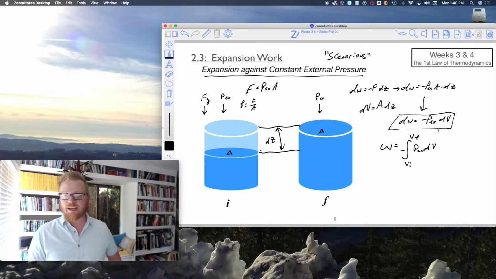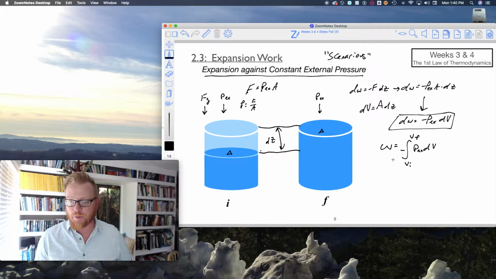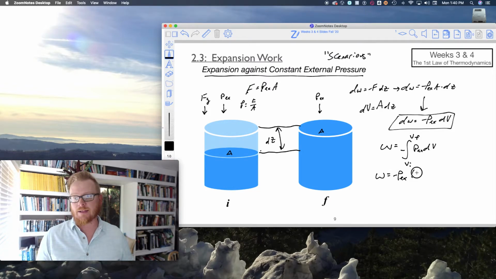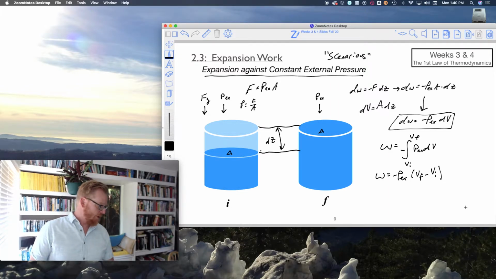Well, this is a pretty simple integral. We know P external is a constant, so it can just come out the other side. And then the integral of dV from V final to V initial is just going to be V final minus V initial. Okay. So that looks something like this. So work equals negative P external times V final minus V initial.